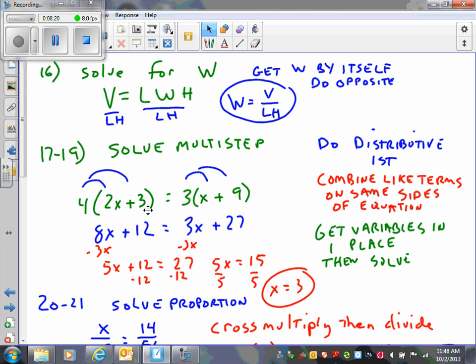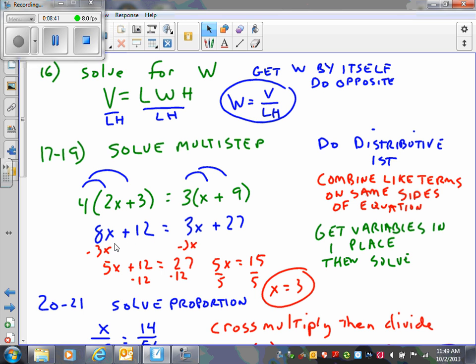Since I can't add 2x and 3, I got to multiply. If you have any like terms on the same side, and in this problem you don't, you'd combine those before you try to move the variables together. So I do my distributive property. 4 times 2x is 8x, 4 times 3 is 12. 3 times x is 3x, 3 times 9 is 27.